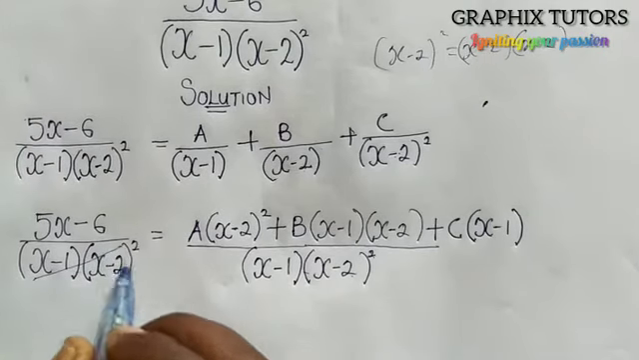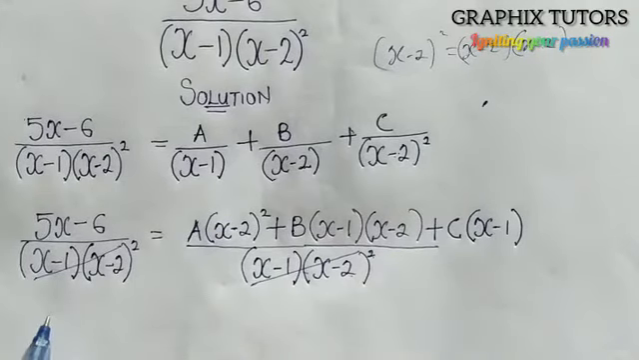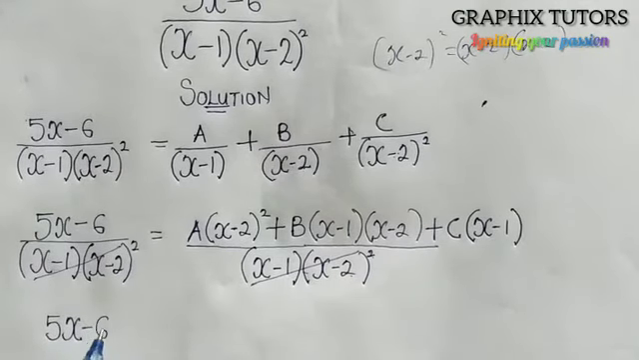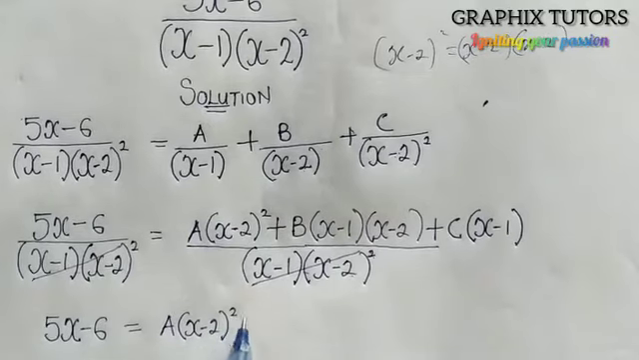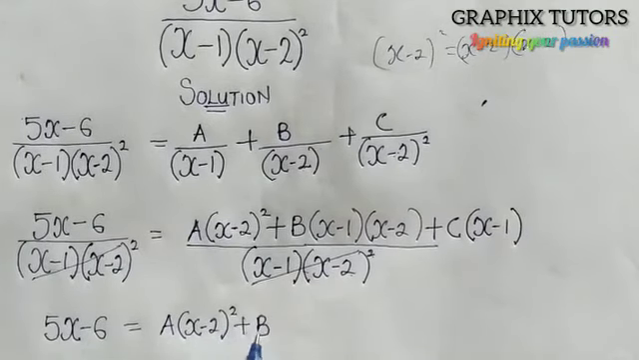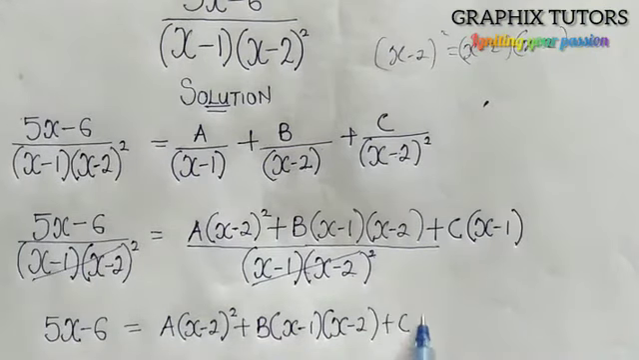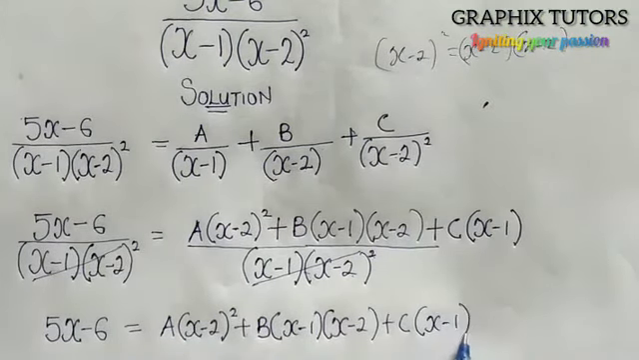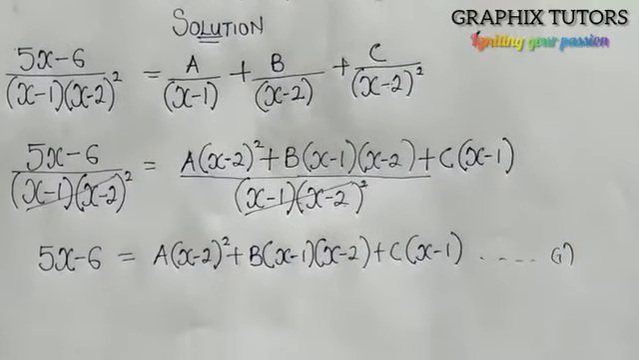Now from here, this will equate this. So we are left with 5x minus 6 equals to A bracket x minus 2 all squared plus B bracket x minus 1, x minus 2 plus C bracket x minus 1. Now this is what we have here. So I'm going to call it my equation 1. Now I'm moving forward.